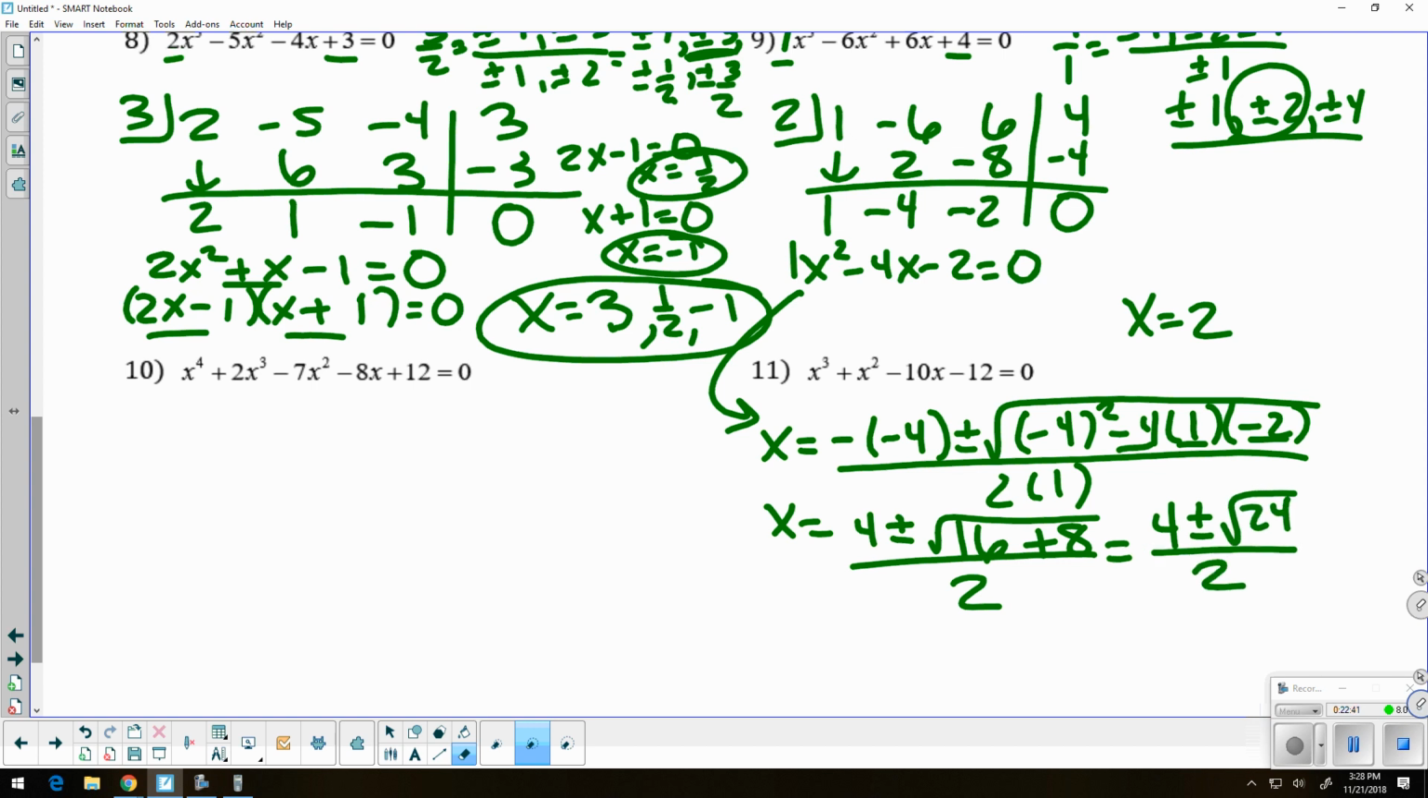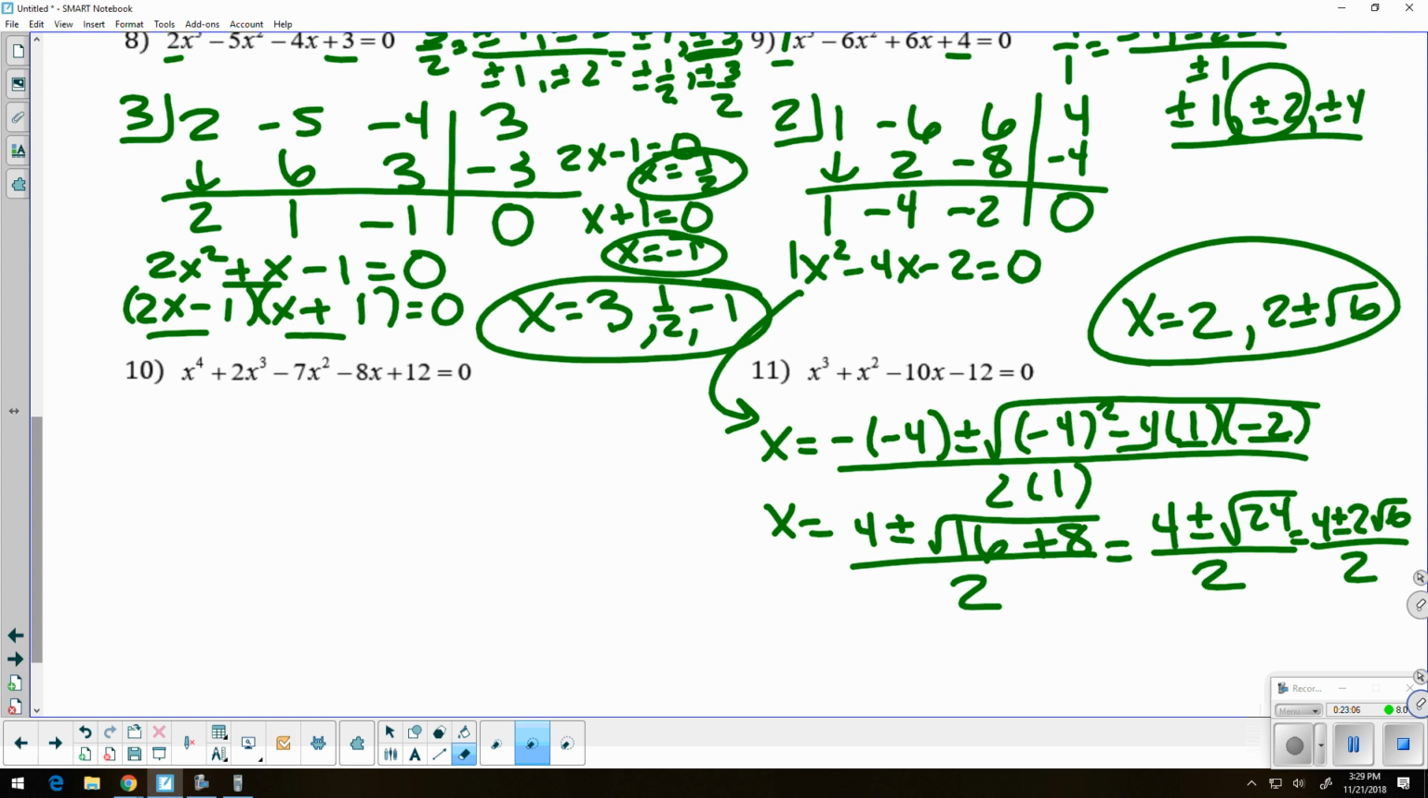And now simplifying the radical, the square root of 24 is going to be 4 plus and minus 2 square root 6, all over 2. And the last and final thing is you can reduce this now. So all those numbers out front, the 4, the 2, and the 2, divide everything down by 2. So your last two answers here would be 2 plus and minus 1 square root 6, or just square root 6.